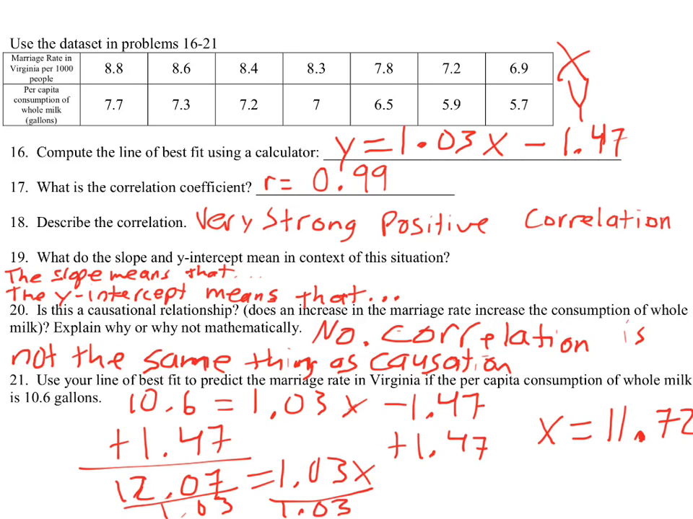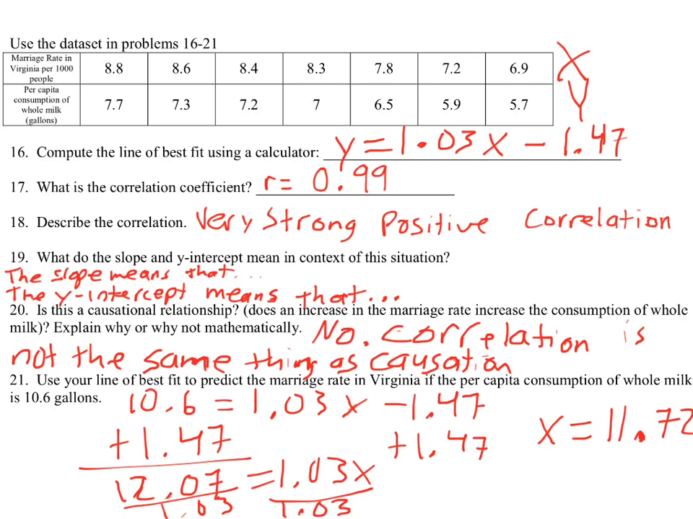What does the slope and y-intercept mean in the context of this situation? We just talked about that on the previous slide. But this is my y-intercept, and this is a y value, which is per capita consumption of whole milk. And you get this y value when x is 0. So if there were no marriages in Virginia, as in your marriage rate was 0, then this would be your expected per capita consumption of milk, which kind of doesn't make sense, because that'd be everyone giving up 1.47 gallons of milk.